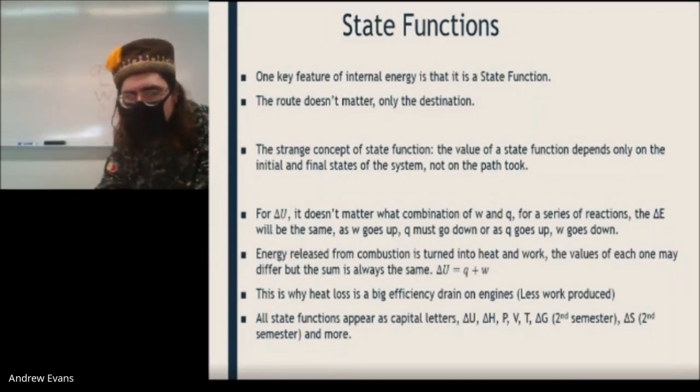There are a couple of other state functions like this that we'll look at. In this chapter, we'll look at U and H. H is enthalpy. We'll also look at state variables pressure, volume, and temperature. And next semester, we'll look at Gibbs free energy, delta G, and delta S, which is entropy. All of these quantities with a capital letter end up being state functions. On the other hand, heat and work, given as lowercase q and lowercase w, are not state functions.